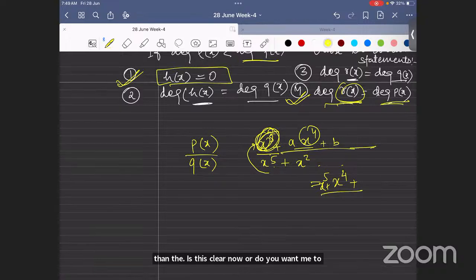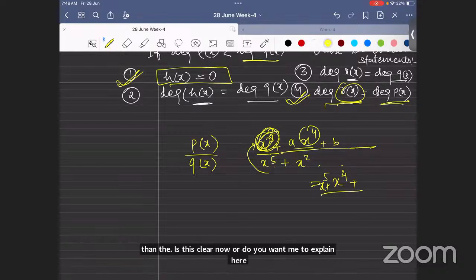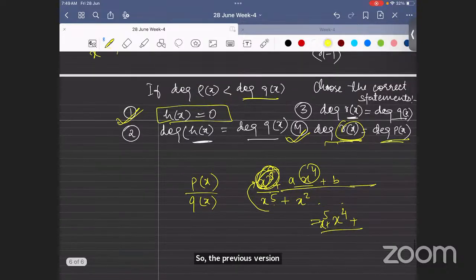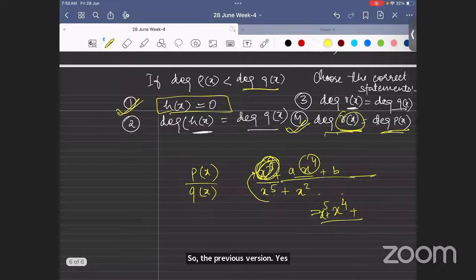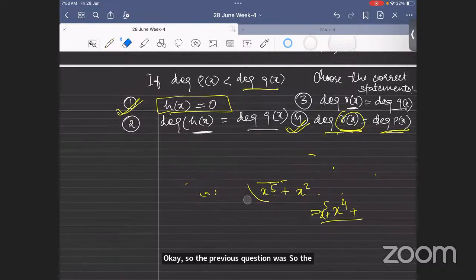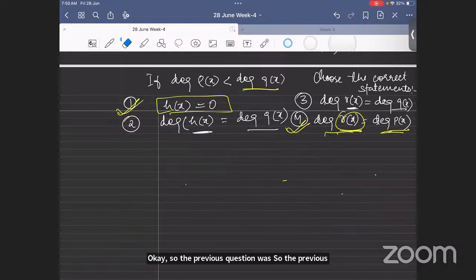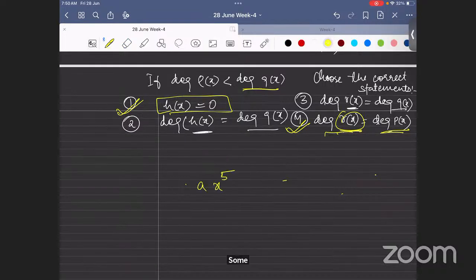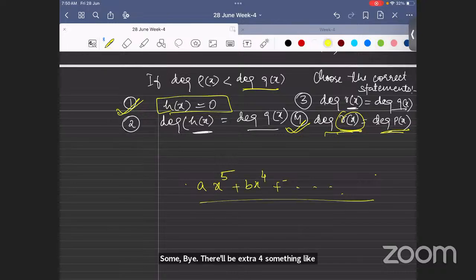Yes, sir. Sir, could you please explain the previous question? Okay, so the previous question was, I'm just giving you an example. If you are dividing some polynomial, x to the power a, x to the 5 plus b x to the 4, something like that, to the degree for the q(x).